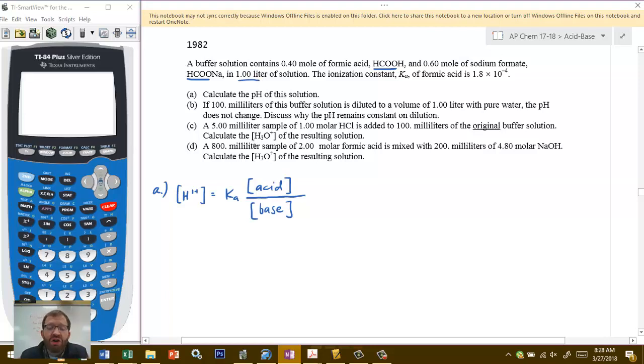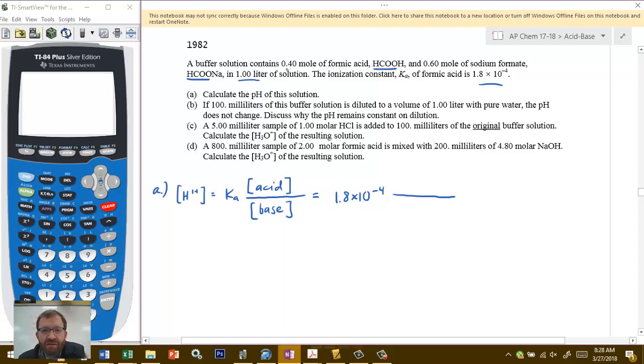But we'll solve this one using moles, so you get used to the idea that because volume is consistent between both the acid and the base solutions, you can just leave it out and plug moles right into those boxes. So for this particular problem, we've got a Ka for our acid given here, 1.8 times 10 to the negative 4. And then we've got both the acid and the base given in moles in 1 liter. So we're going to use those just as moles.